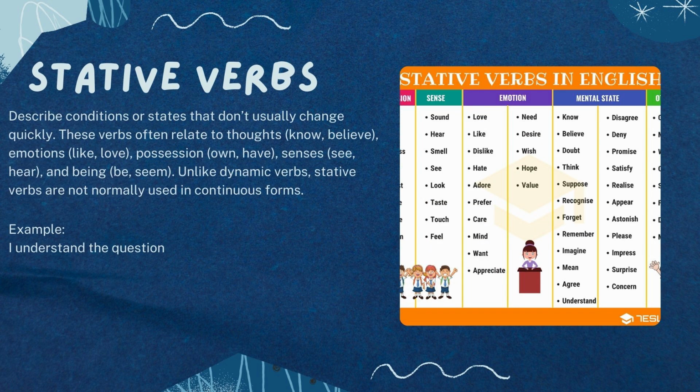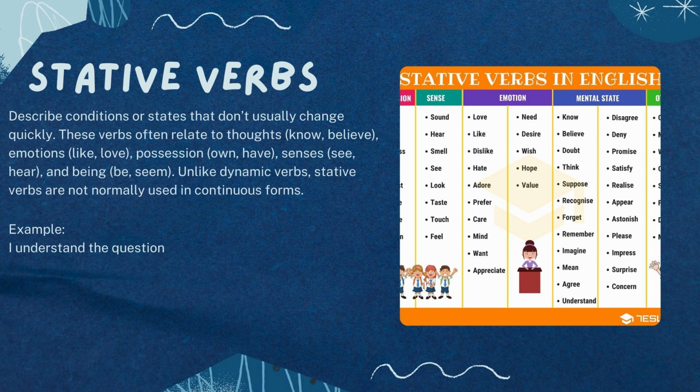Now, let's look at static verbs. These are different because they describe states or conditions, things that don't usually change quickly. Static verbs often relate to thoughts like know or believe, emotions like love or like, possession like own or have, senses like see or hear, and being like be or seem.